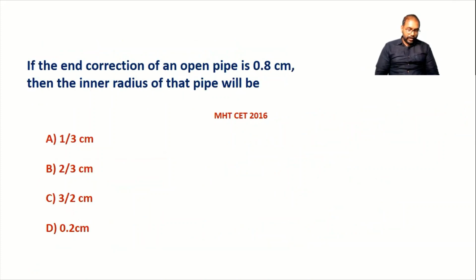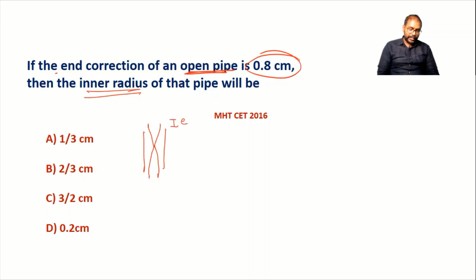Next question. If the end correction of an open pipe, so it's an open pipe, open at both the ends, is given, we have to find out the inner radius. So if the pipe is open at both the ends, we get end correction this side as well as this side also. So this is 2e. They have given 2e is 0.8, and this end correction is 0.3 times diameter. So 0.6 d is equal to 0.8.